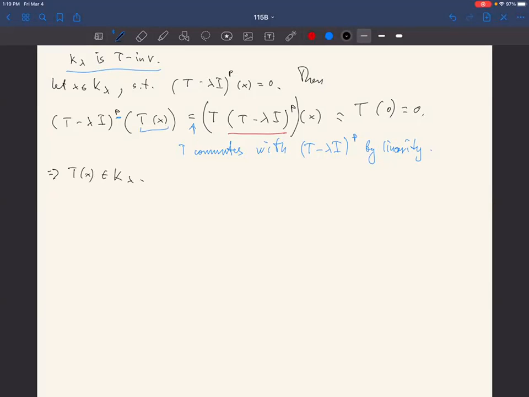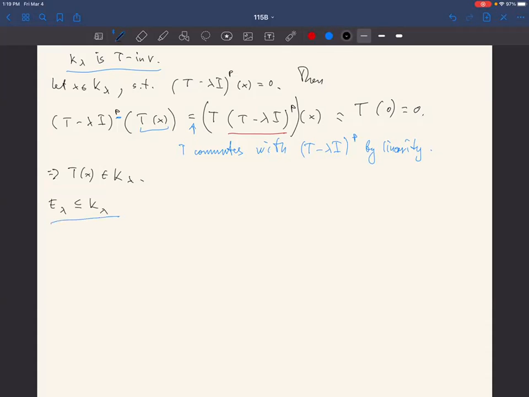The commuting part, okay? Just write it out, because T obviously commutes with itself and it commutes with the identity, right? And so we repeatedly use this remark to get that it commutes with this whole expression. Okay, invariance. What remains is to check that it contains E lambda. So this is the last point here. E lambda is a subset of K lambda.